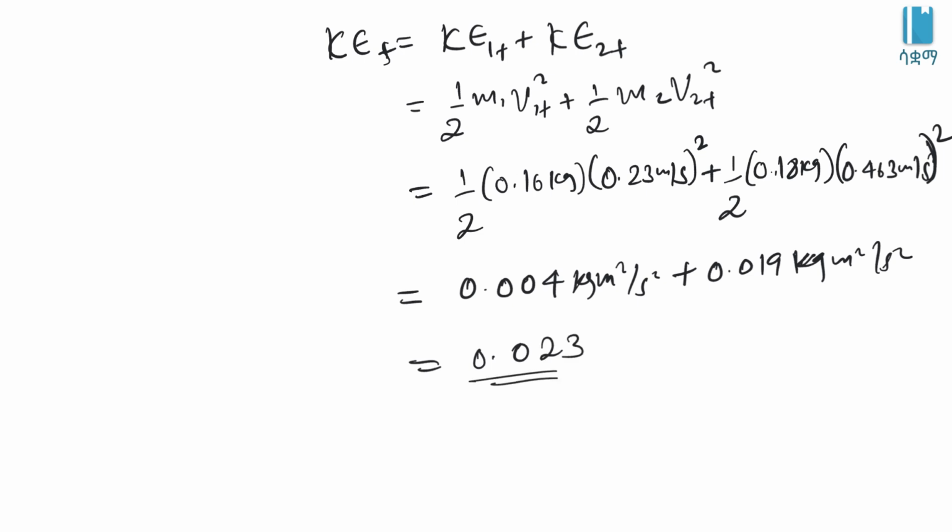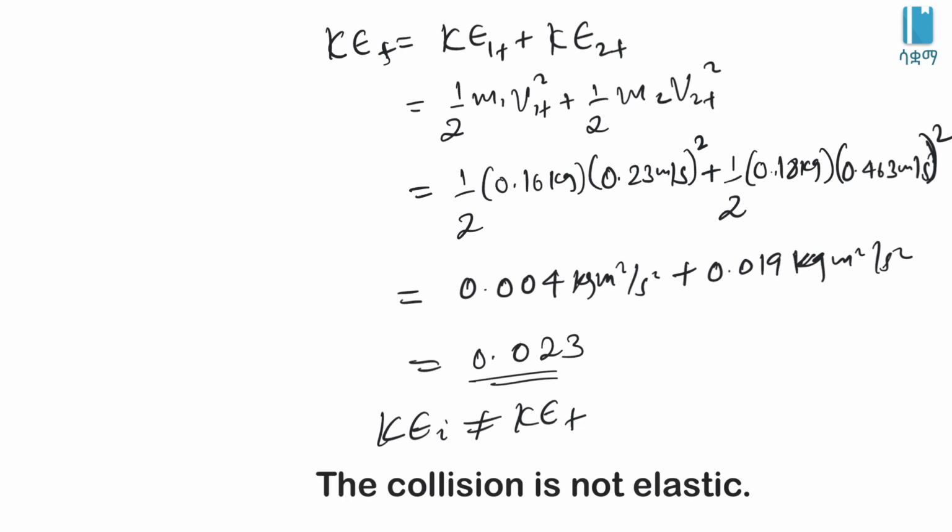As you see, the kinetic energy we found finally is not equal to the initial kinetic energy. So the kinetic energy initial is different from the kinetic energy final. To summarize, the collision is not elastic, because the final kinetic energy is different from the initial kinetic energy.